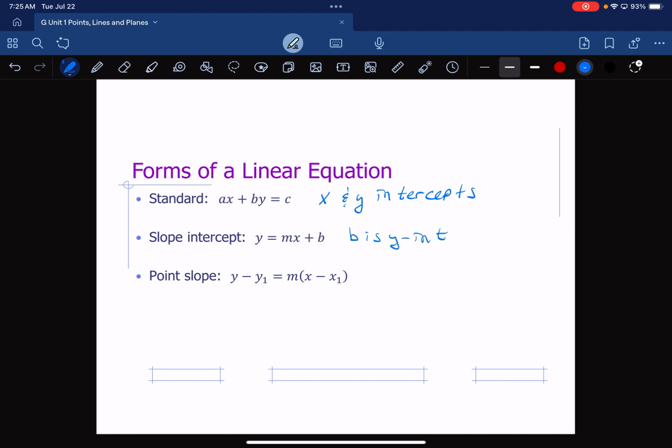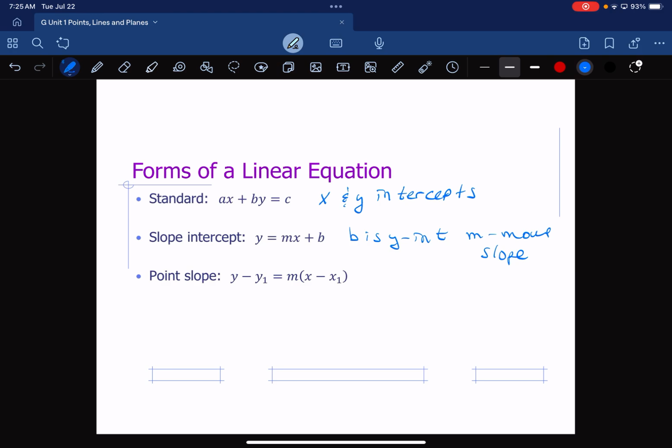B means begin, so we would begin on the y-axis at that B value. And M, for me, means to move, and that is the slope. Slope is going to be a fraction. If it's not a fraction already, you need to make it into a fraction by putting it over 1. The top number tells you to move up or down, and the bottom number tells you to move to the right.